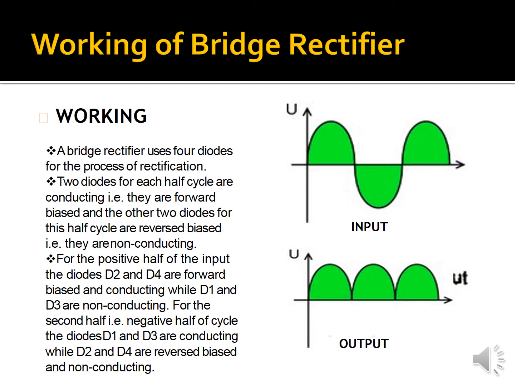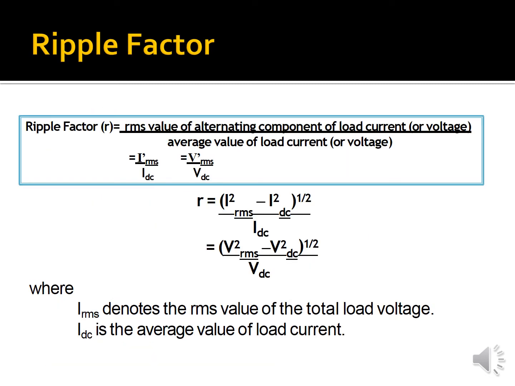So for the positive half of the input, D2 and D4 are forward biased and conducting, and the other diodes, D1 and D3, are non-conducting. That is the second half. For the negative half cycle, D1 and D3 conduct, and then D2 and D4 will not, since they are in the reverse direction, and these are the parameters.